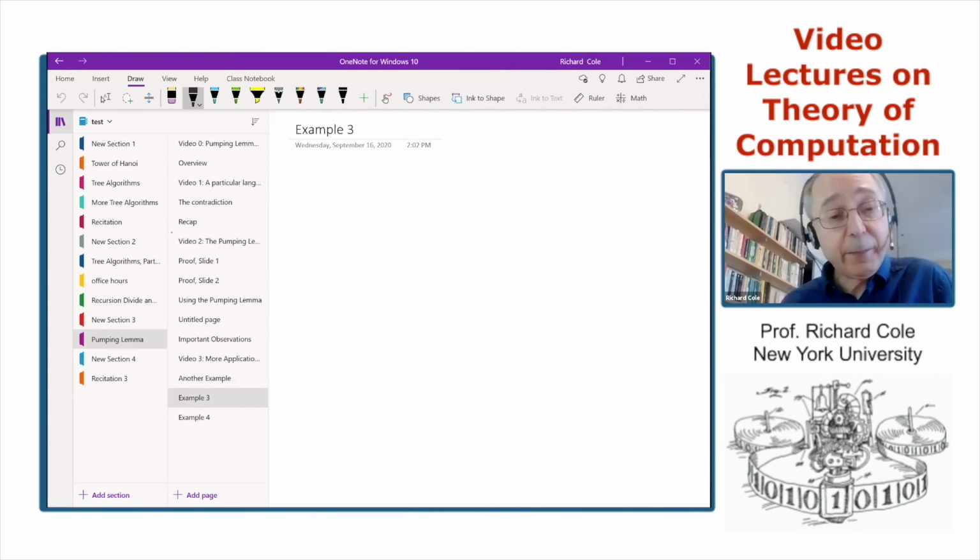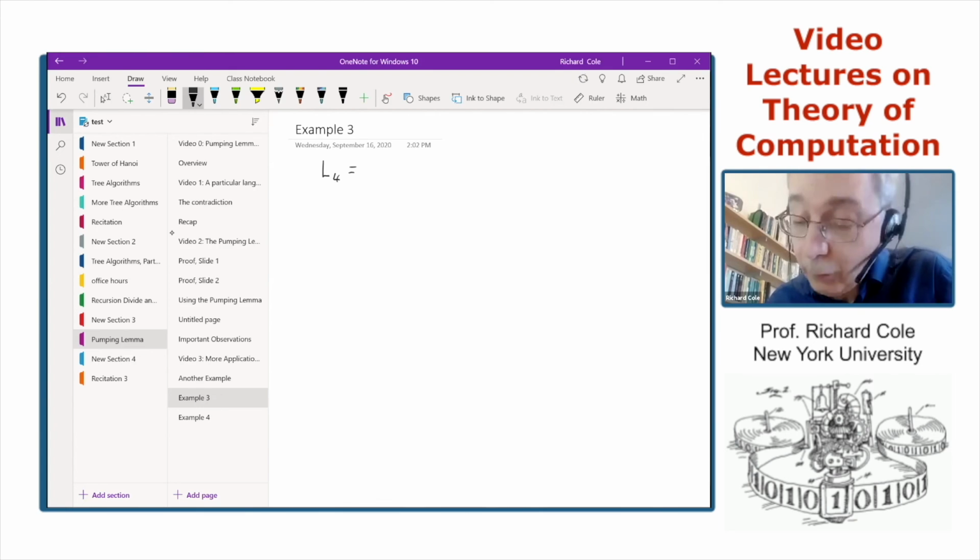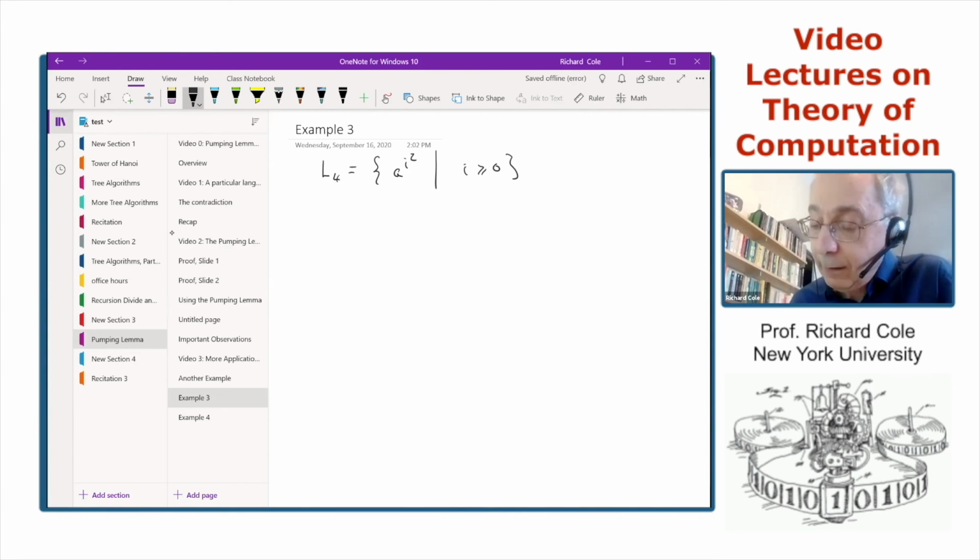My next example is L4. This is quite a different sort of example. It's a single letter alphabet now. All the strings are strings of A's. And this is just telling you how many A's there are. I is an integer, so you could have I is 0, and then this would be the empty string. I is 1, it would be a single A. I is 2, so I squared would be 4. That would be 4 A's. I is 3, it would be 9 A's, and so on and so forth.